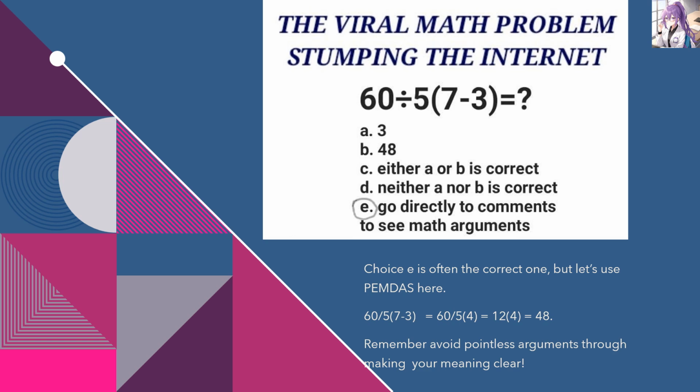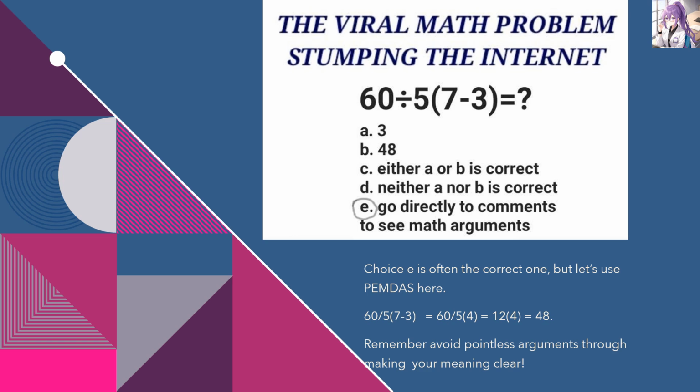So we have the headline, "The Viral Math Problem Stumping the Internet," and we're given the problem 60 divided by 5 times (7 minus 3). We're then given a few choices: A, 3; B, 48; C, either A or B is correct; D, neither A nor B is correct; or E, go directly to comments to see math arguments. Now, choice E is often the correct one, especially if you've ever seen any of these viral posts online, but let's go through PEMDAS just for review.